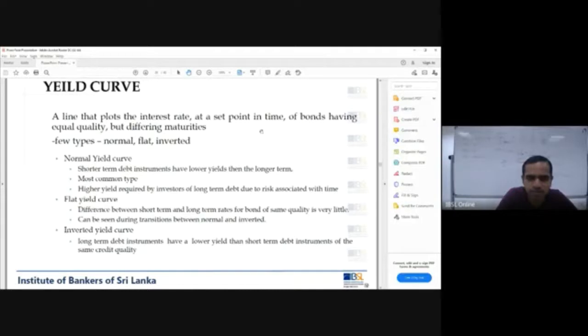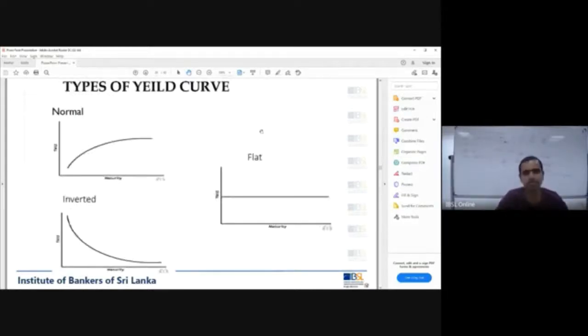Then the flat yield curve is where the difference between short term and long term rates for bonds of the same quality is very little. It can be seen during transitions between normal and inverted. Now, a flat yield curve is something that is given like this in the next diagram, next page. In a normal yield curve, you have lower short-term rates and higher long-term yields. Whereas flat across all tenors, you will have almost the same interest rate or the same return. Inverted is where long-term interest rates are lower than short-term interest rates.